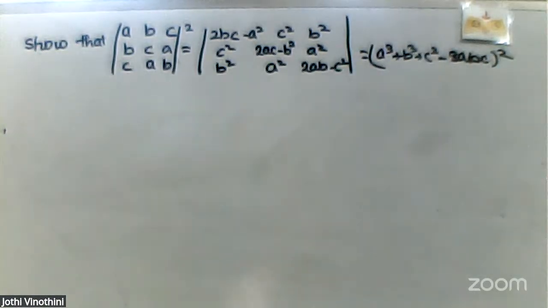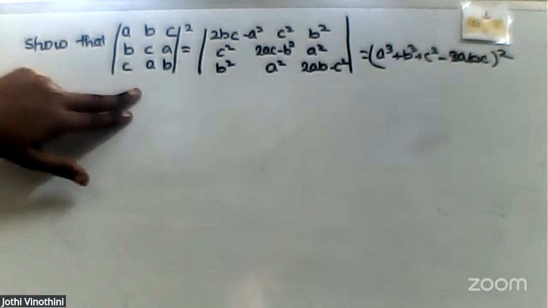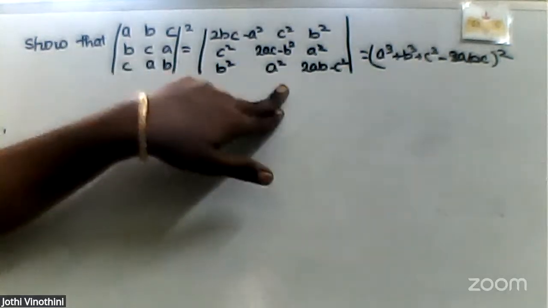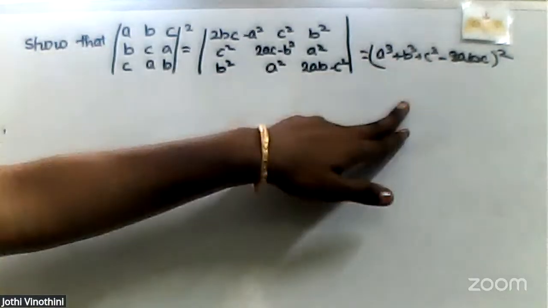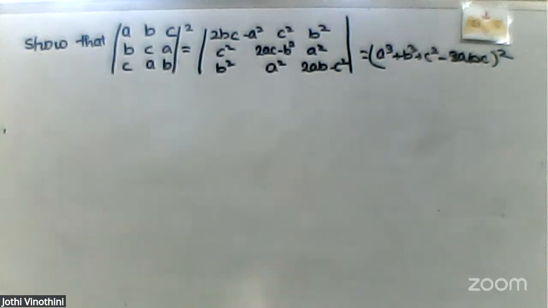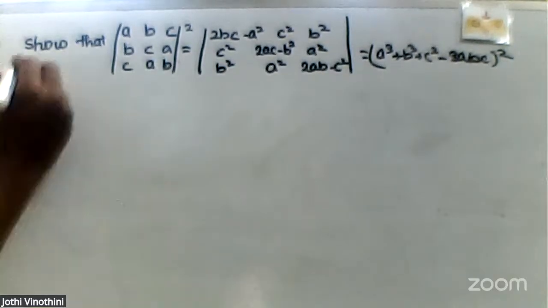Okay, this is the next sum we are going to solve, right? So we are provided with a matrix. They said that the matrix square is equal to another matrix, which is again equal to A cube plus B cube plus C cube minus 3ABC the whole square. Okay. So shall we start to solve? Okay, super. So solution.